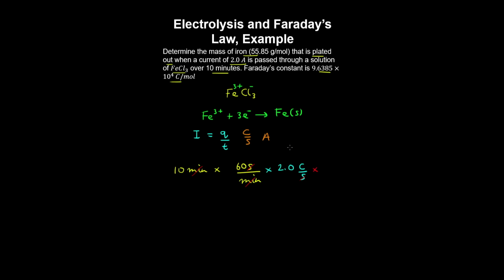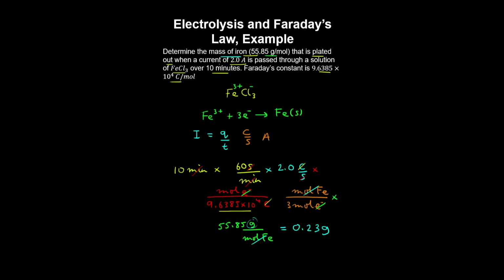And then this is connected by Faraday's constant, which is in coulombs per mole of electrons transferred. And here we're cancelling out the coulombs, so effectively the same thing as dividing by this value. And we have 3 moles of electrons transferred per mole of iron that was plated out. And using the molar mass of iron, we cancel out this unit, and that gives us the mass of iron that was plated out in grams, using 2 significant figures.